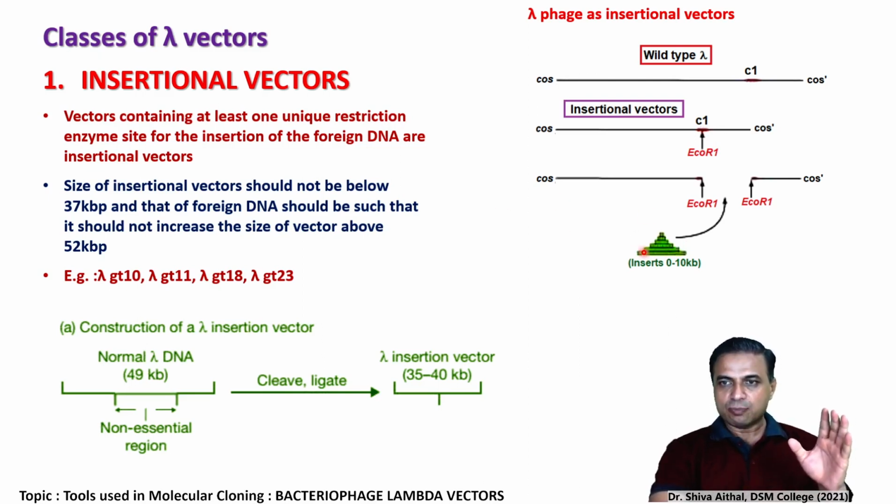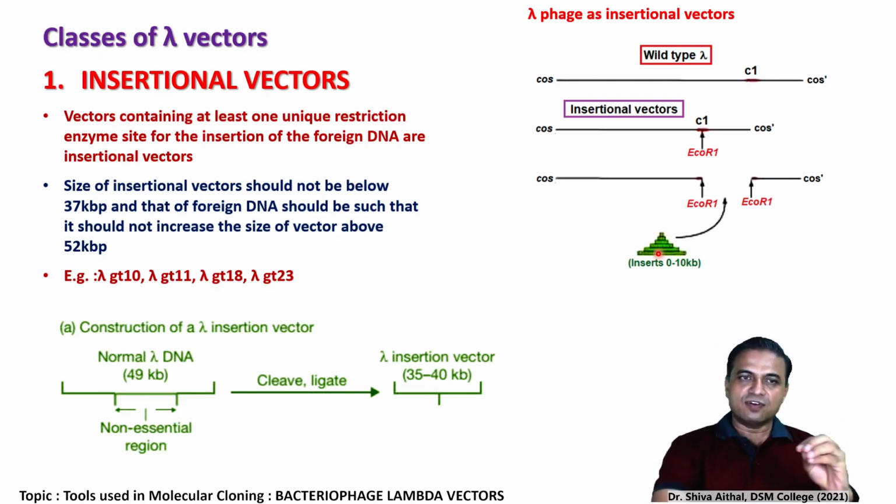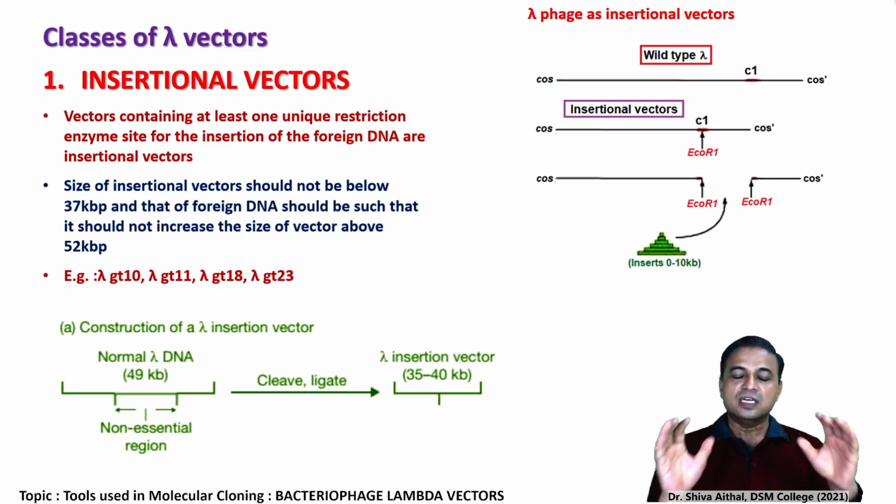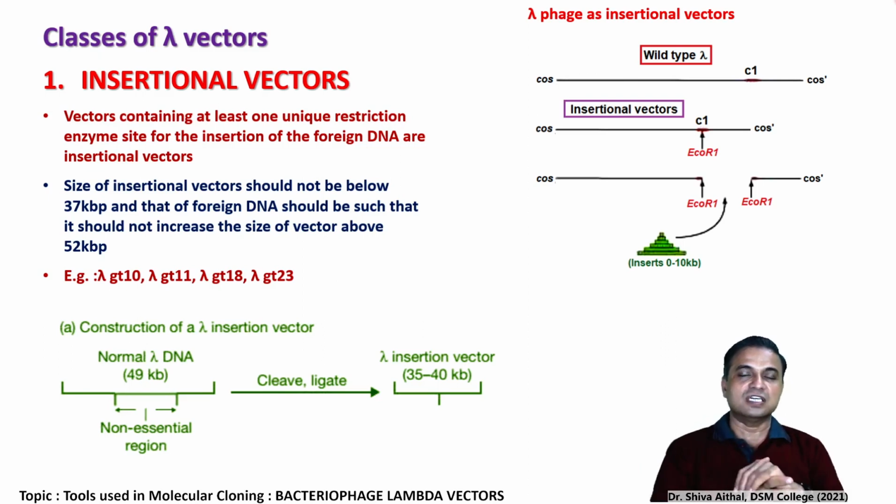Okay, such types of vectors have different examples like lambda GT10. GT10 has 10 kilobases, GT11 has 11 kilobases, so on and so forth. But these numbers, 18, 23, need not be the base pairs or the kilobases, they can be the series numbers also.